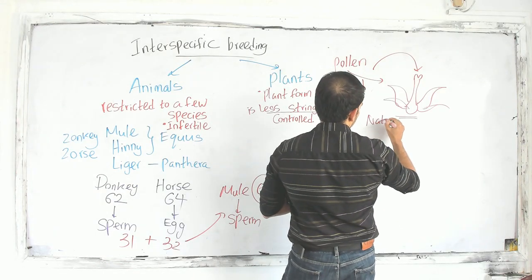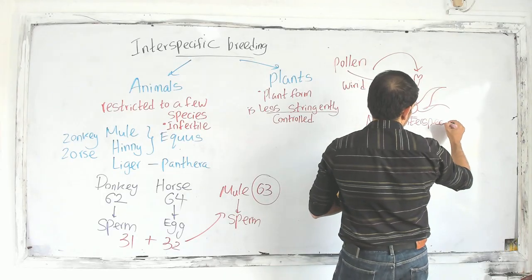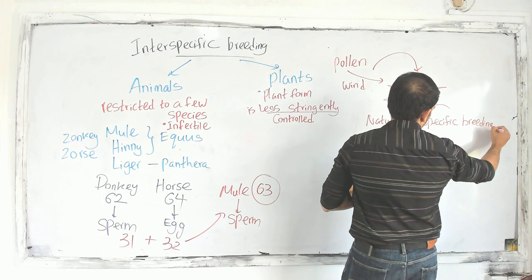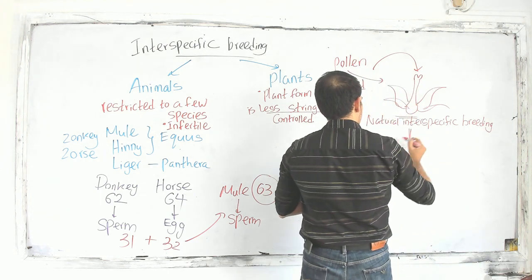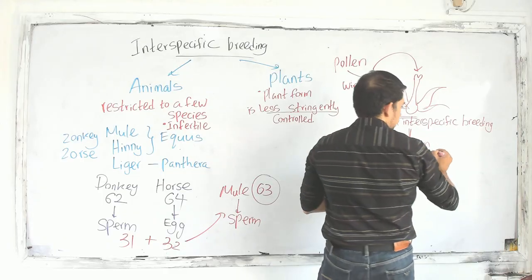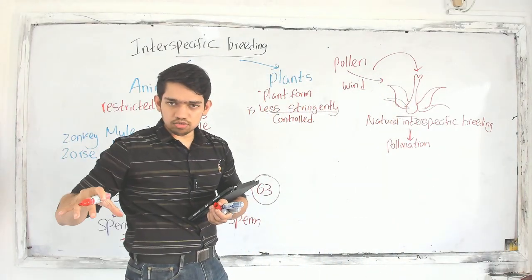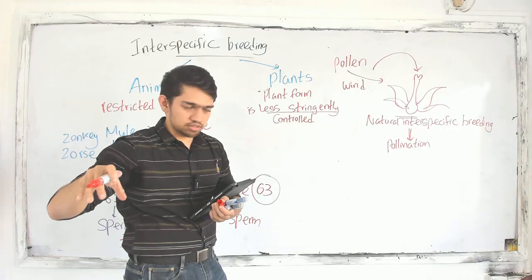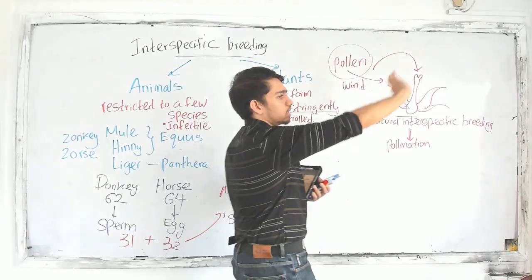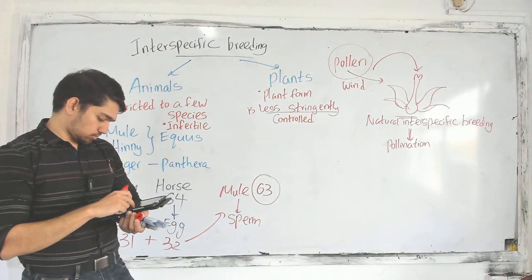Natural interspecific breeding during pollination. They can ask you for an example of natural interspecific breeding. Pollination, no? Even a bee goes and lands on many flowers, flowers of different species. So it can take pollen from many different flowers to many different flowers. Interspecific breeding can happen.